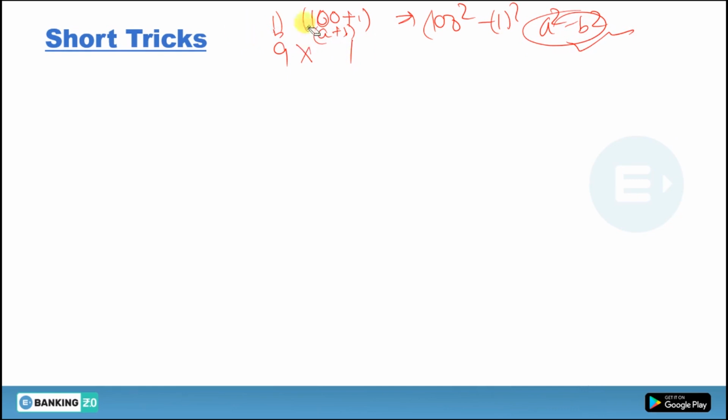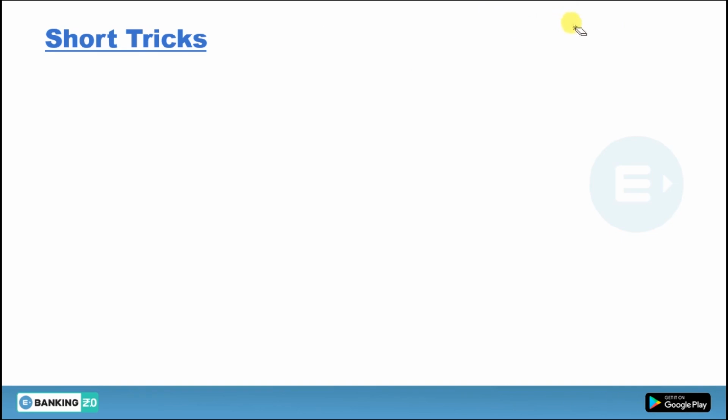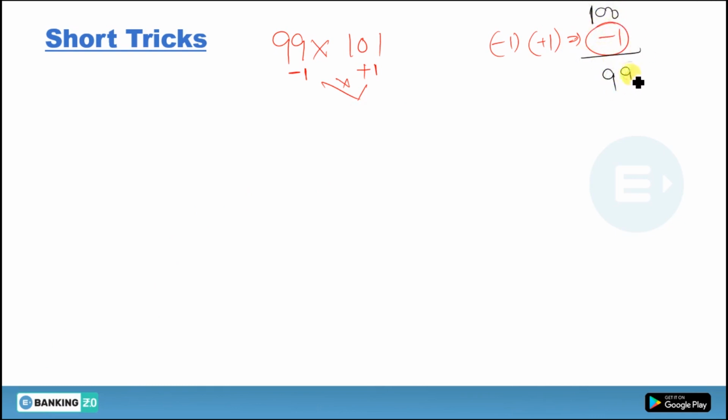Okay, but let's see here. That is one method. You can do it by using this, but I am going to tell you another method. See here, this one is minus 1, this one is plus 1. Just multiply these. If you multiply minus 1 by plus 1, you're getting minus 1. You cannot write minus 1 here; you have to write a positive number. So if you have this minus 1, just subtract it from 100. What you're going to get is 99. So you will write here 99.